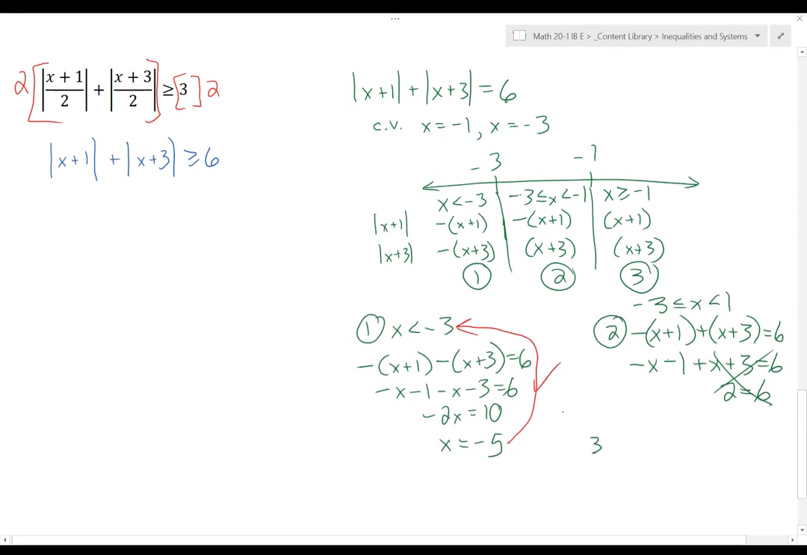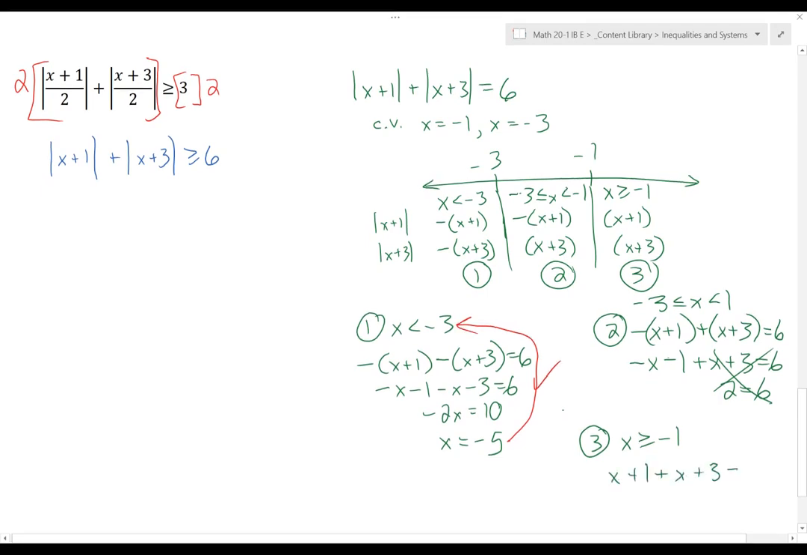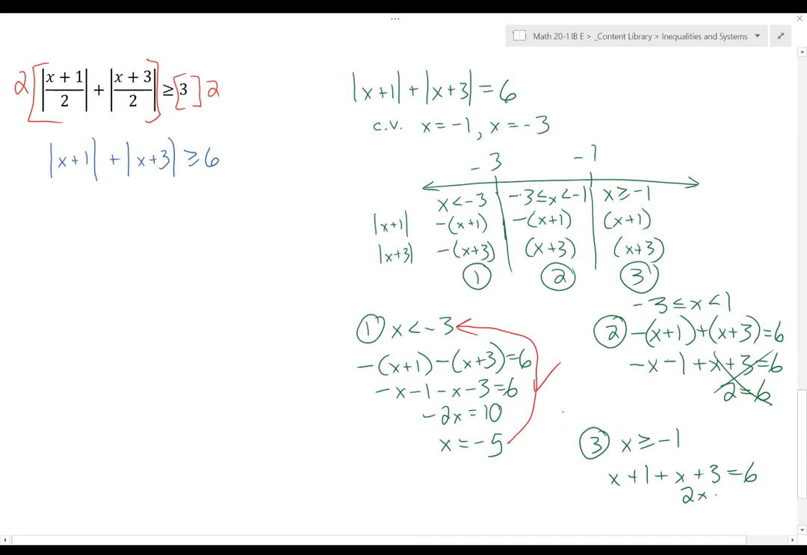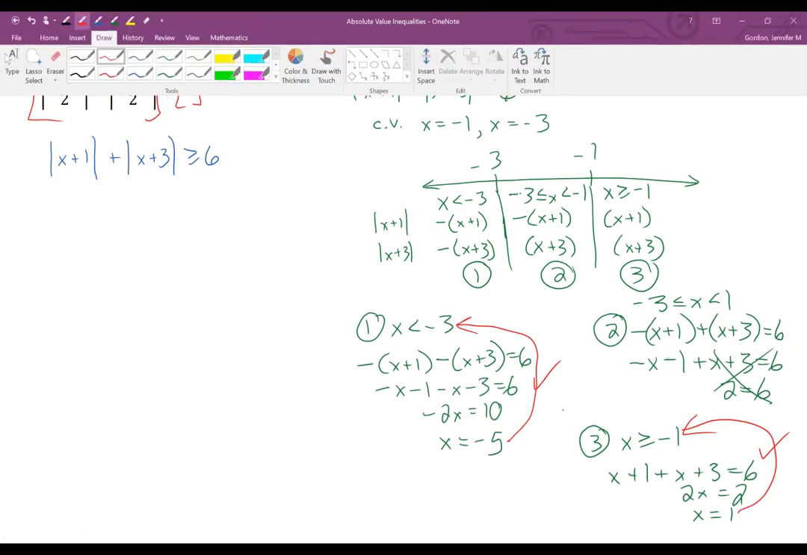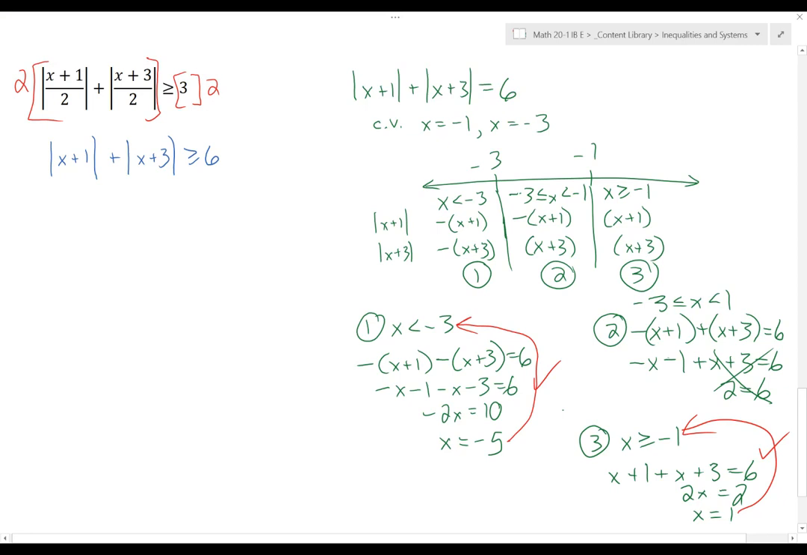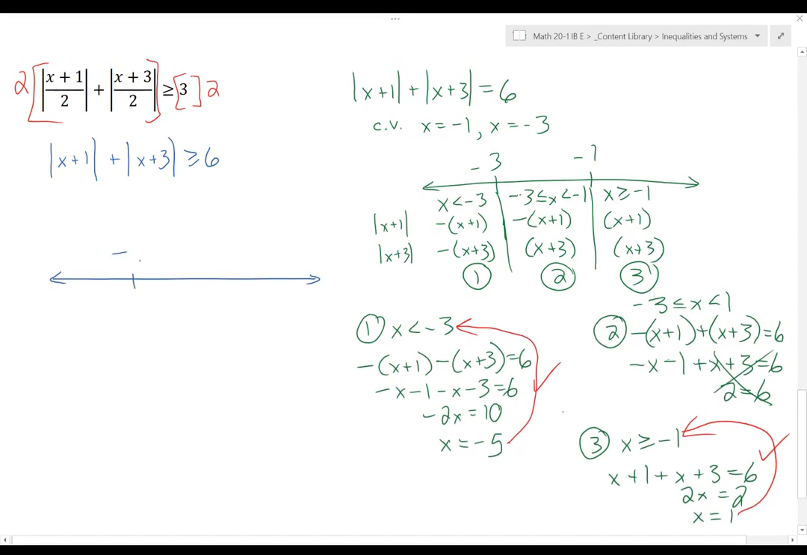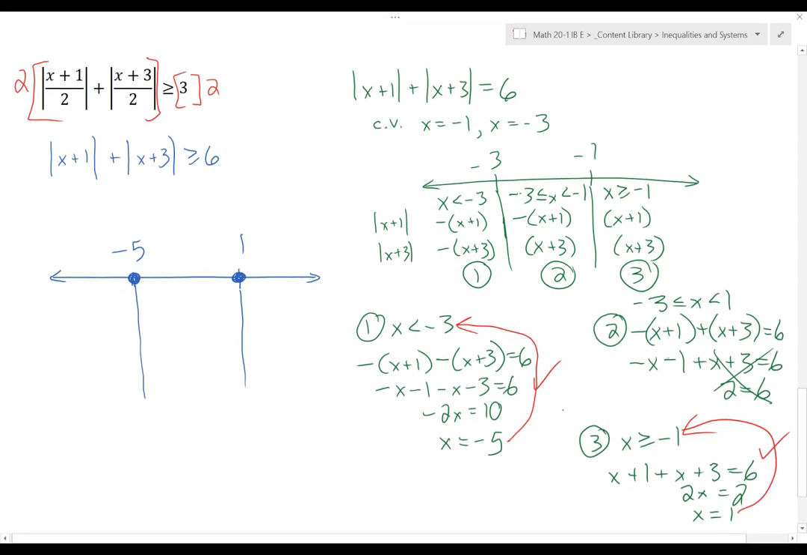And finally, for the third equation, values of x greater than or equal to -1, I've got just x plus 1 plus x plus 3 equals 6, which is 2x equals 2, which is x equals 1. 1 is definitely greater than -1. So this solution is also acceptable. So for the equation, I've got the solutions -5 and 1. Those are therefore my critical values for my inequality. And they are also solutions to the inequality because the equals is included here.